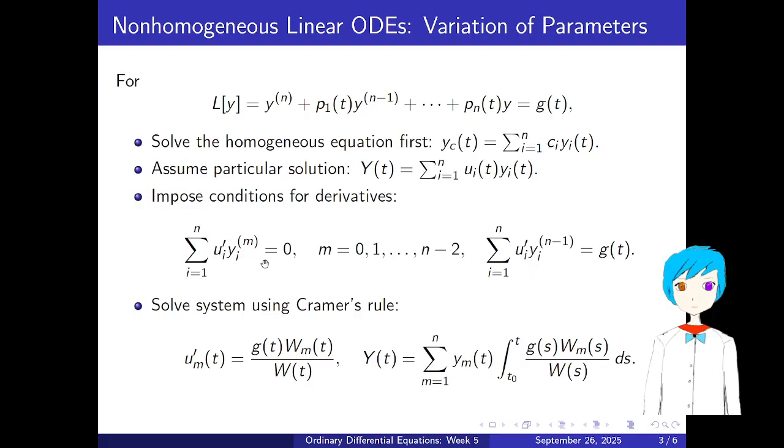We impose several additional conditions to get the equation satisfied by those coefficients u_i. In the end, we can get the solution in this form. W is the Wronskian, while W_m is the Wronskian obtained by replacing the mth column of the original Wronskian with a constant vector.